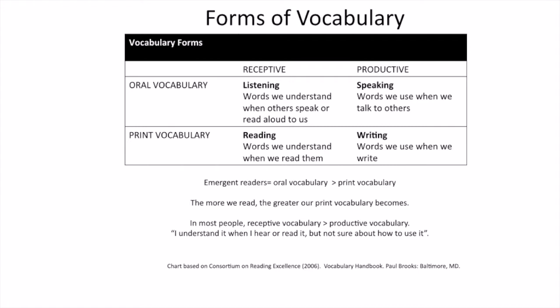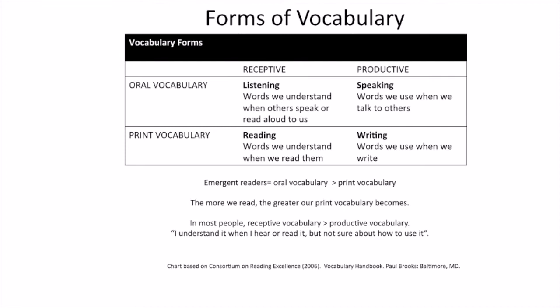We have 4 different forms of vocabulary. Vocabulary can be divided into oral and print. Oral vocabulary is made up of words that we say and hear. When we are listening, those words that we hear and understand make up our receptive oral vocabulary. They are oral because they are spoken, and receptive because we receive them into our brains and understand them. When we speak words, we are using our oral productive vocabularies. These are oral because they are spoken, and productive because we are producing them.